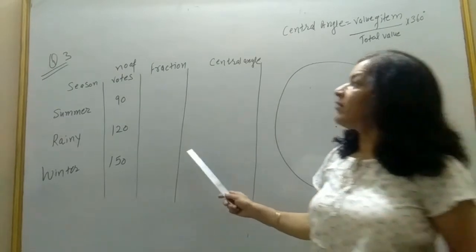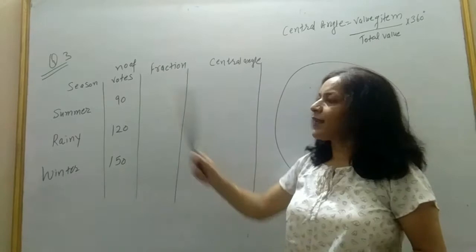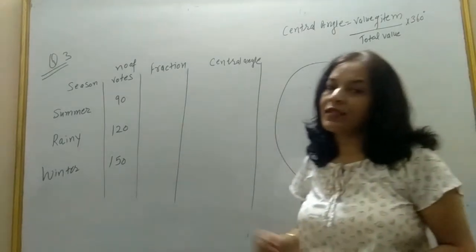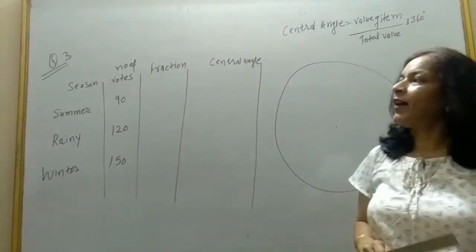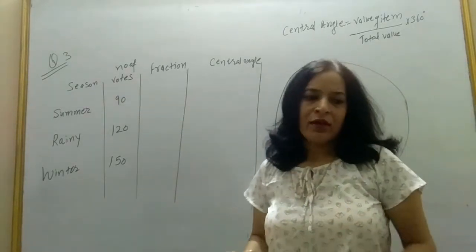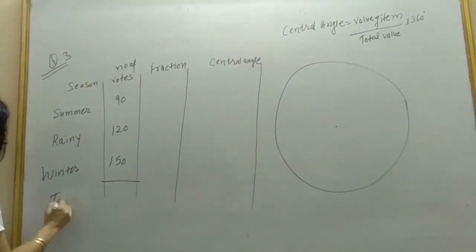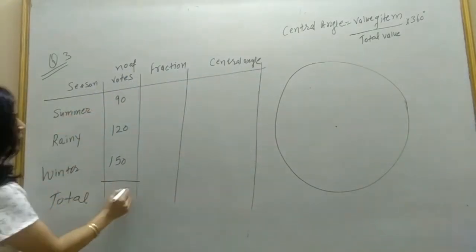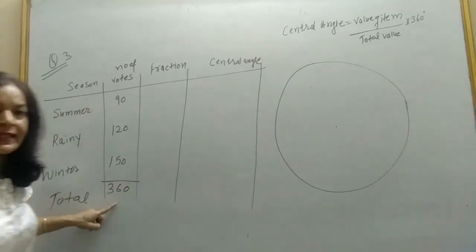To represent it in the form of a circle graph, we must know the central angle for each season, because a pie chart is a circle. I have already discussed this in the previous video. To find the central angle, we need to find what part of the total number of people 90 is. So first of all, find the total number of people. 90 plus 120 plus 150, the total number of people is 360.